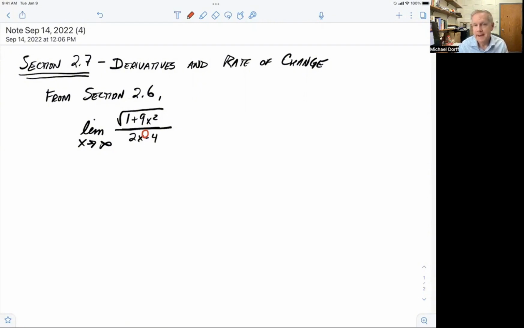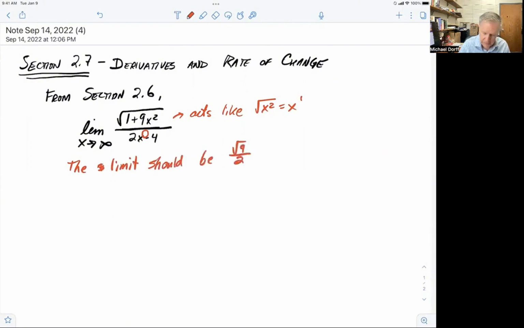We can't say it exactly, but in the top, it acts like the square root of x squared, which is like an x to the first power there. So the top acts like a degree 1 and the bottom is a degree 1. And so by the result we had from last time, the limit should be the square root of 9 over 2, which is the same as 3/2. But we need to actually prove that or show that that's the case.